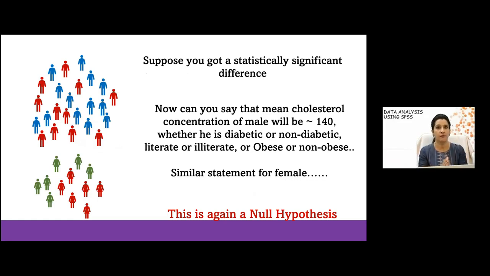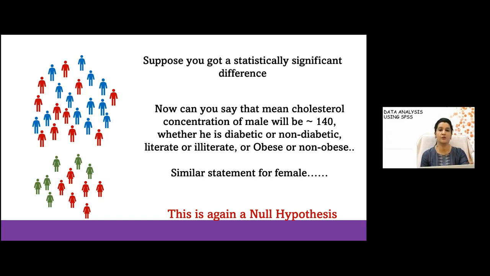asked. Now if I want to study the effect of another variable, maybe the status of diabetes, whether a non-diabetic male or a diabetic male will have the same blood pressure mean, or if I want to study the effect of literacy, literate versus illiterate, or maybe another variable, that is obesity, obese versus non-obese, and similar statement for females. So what I am doing, I am taking two independent variables.